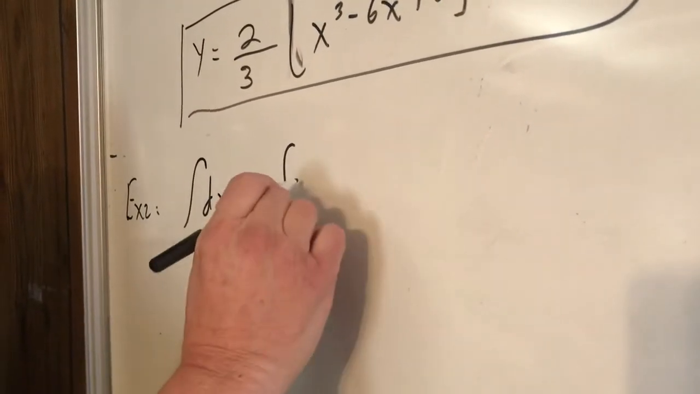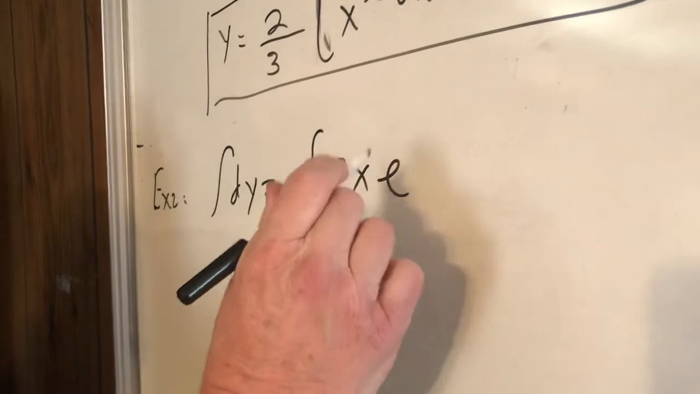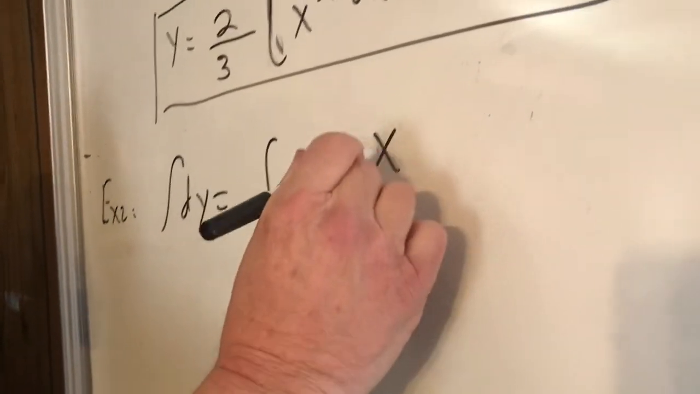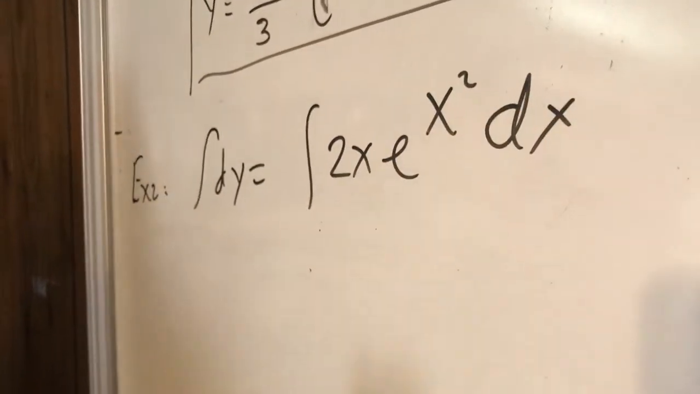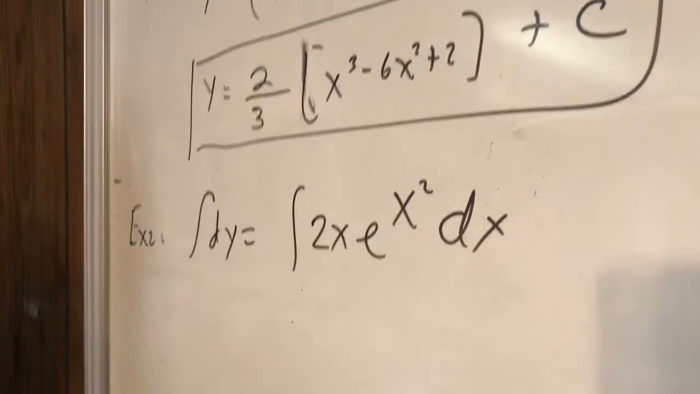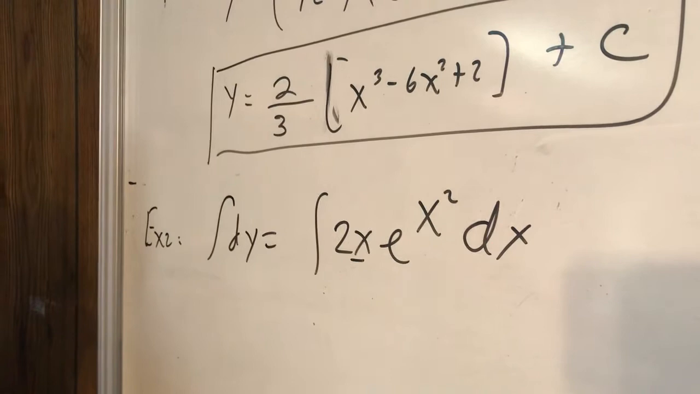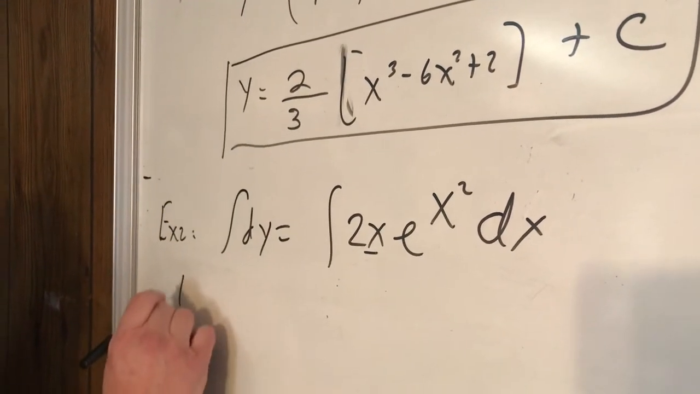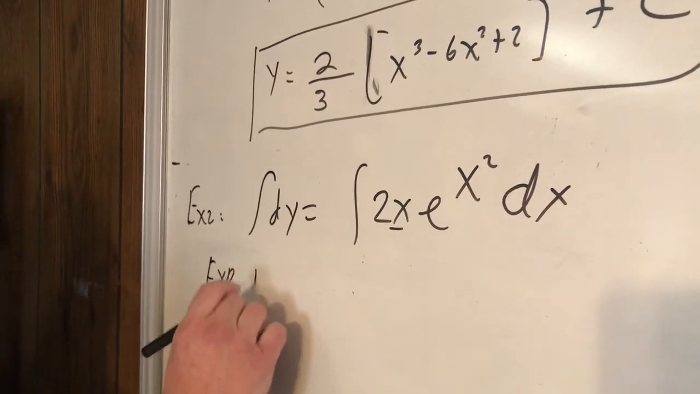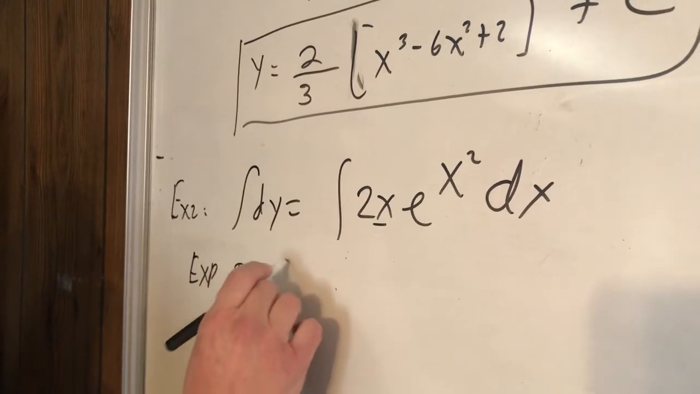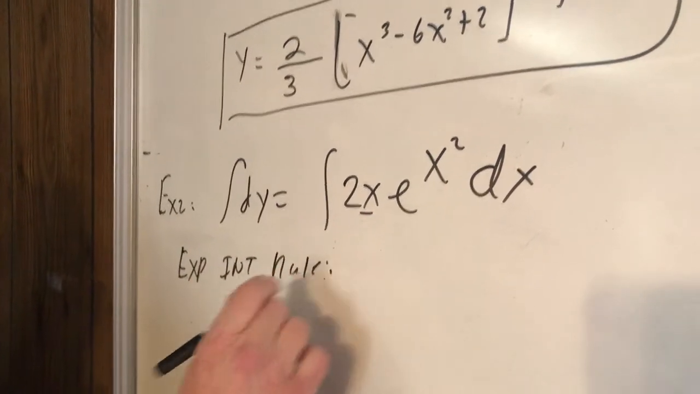This is going to be the integral of 2x e to the x squared dx. All right, notice we have two functions here. We have 2x and e to the x. We have to here use the exponential integration rule. And let's write that down.